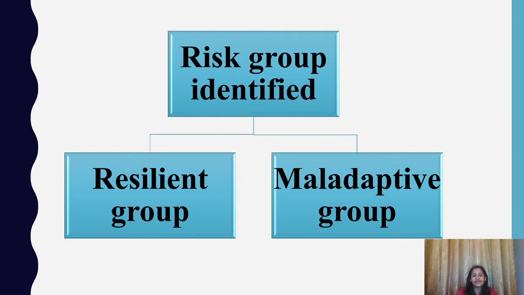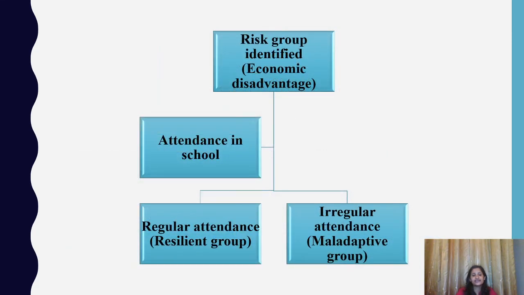Let us go through an example to understand this. Suppose a risk group has been identified and the risk factor was socio-economic disadvantage. Now we are dividing the group into two subgroups on a criterion of interest, that is attendance in school. There is the first group which has children having regular attendance in school, and there is the second group which has children who do not attend school regularly. So the former group forms the resilient group while the latter one forms the maladaptive group.